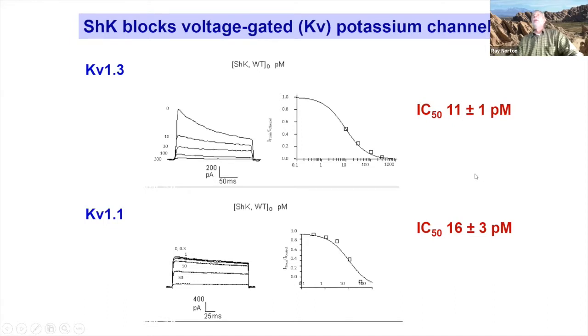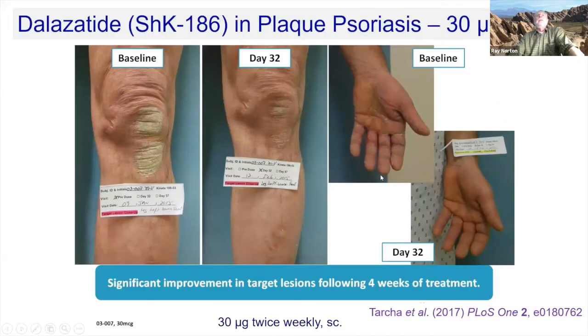And we did a lot of work on that, which I don't have time to cover today. But that did culminate, together with people like George Chandy, Christine Beeton and Mike Pennington, in SHK-186, which now has the FDA-approved name dalazatide. And this is the results of a phase 1b trial in plaque psoriasis, with 30 microgram doses twice weekly. And you can see that the benefits of that treatment were quite dramatic.